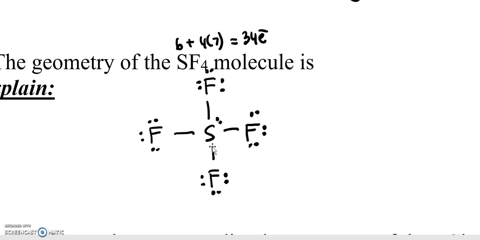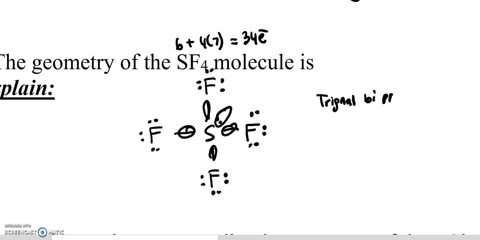All right, so he's asking the geometry here. What would be the geometry? So we're going to look at the clouds: 1, 2, 3, 4, and 5 electron pairs around the central atom. If you have 5 electron pairs around the central atom, the geometry is called trigonal bipyramidal.